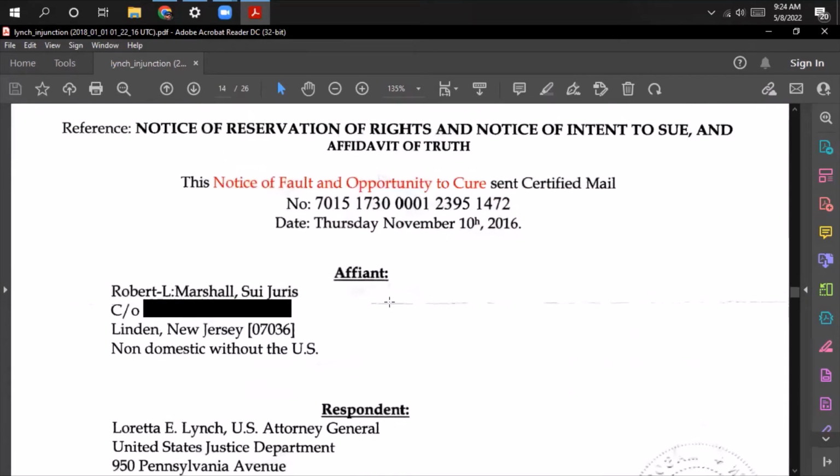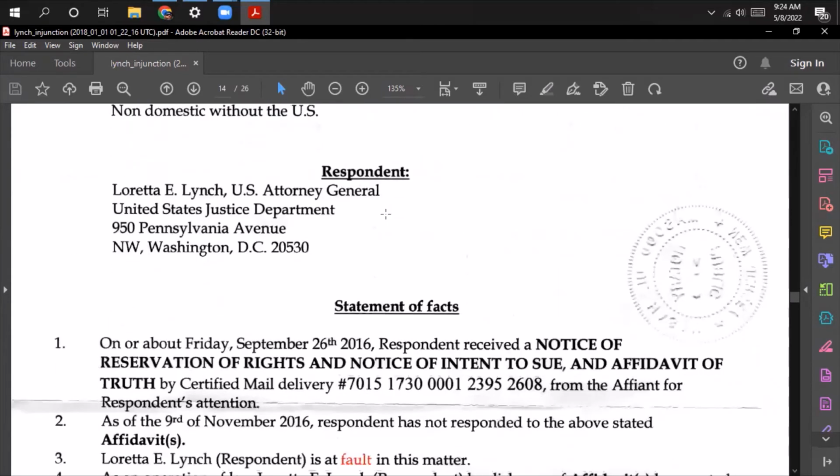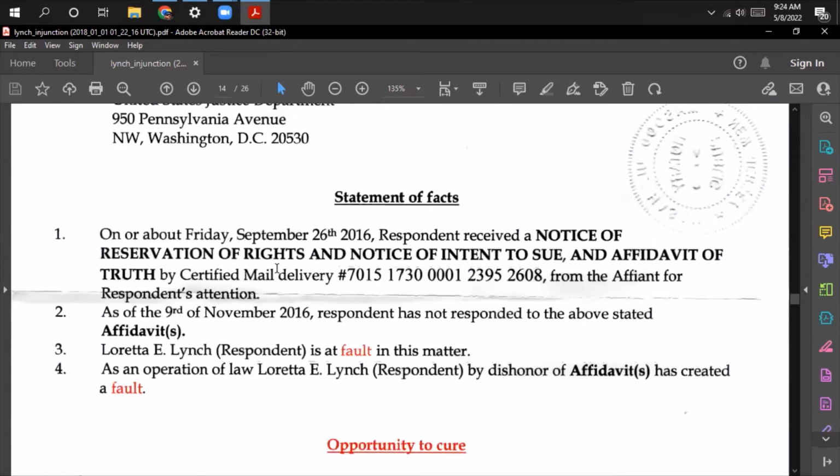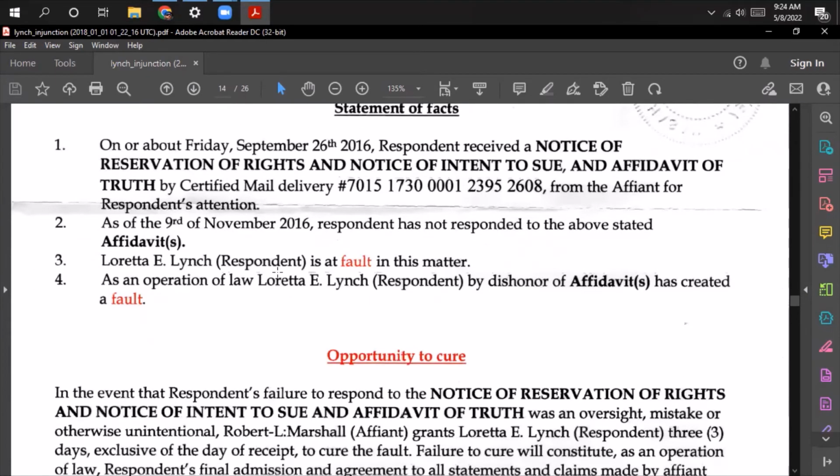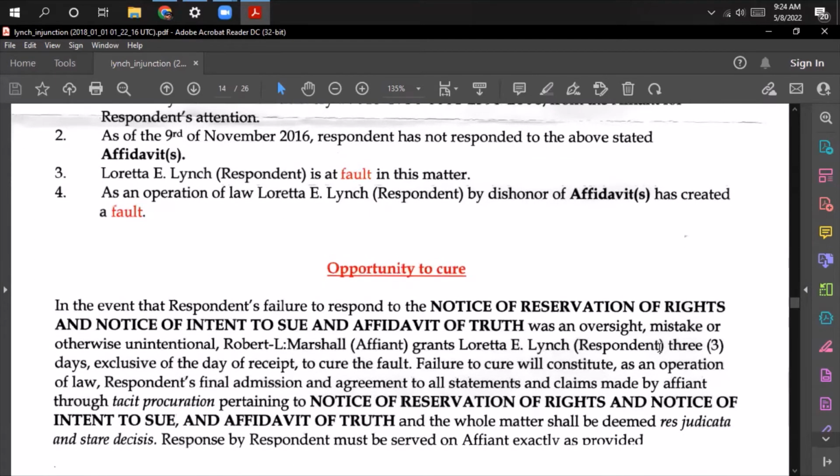And this is the notice of fault. So the first letter was sent out that was not responded to. And what we did was we sent them a notice of fault, an opportunity to cure. And I'm going to see if it says in here. I'm pretty sure it does. In the event you fail to respond.